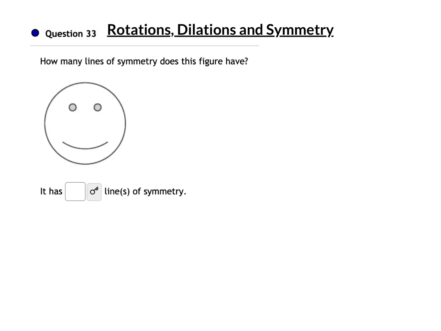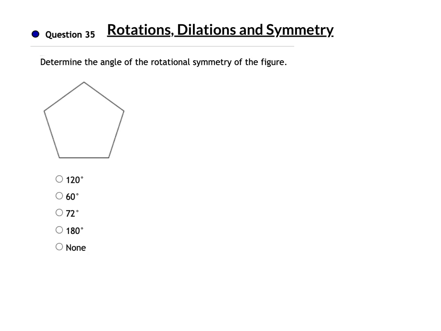Question 33. We have a smiley face. Are there any lines of symmetry? Apparently, I could go right up between the eyes and that line there. If you fold it over that line, it would match up with itself. This one also has one line of symmetry.